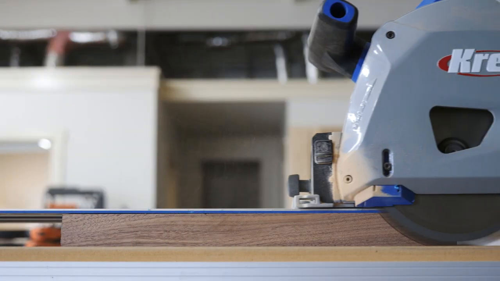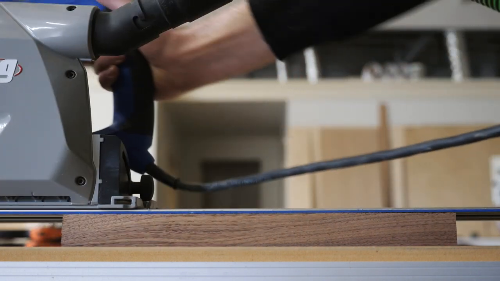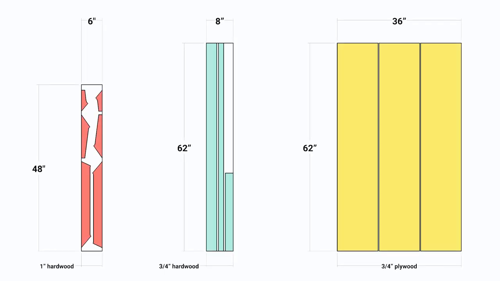All right, now everything that I do, you can adapt to your needs or whatever size you want, but I'm gonna cover everything specifically the way that I did it. So to build this, I'm gonna need one board of hardwood 1 inch thick, another board of hardwood 3/4 inch thick, and enough 3/4 inch plywood to yield 3 shelves.